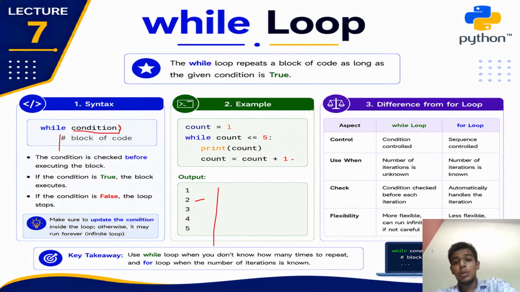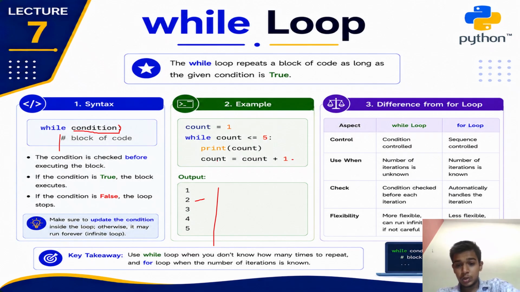We usually use a while loop when we do not know how many times the loop should run. For example, waiting for the user to enter the correct password. On the other hand, we use a for loop when we already know the number of iterations. For example, printing numbers from 1 to 10. The while loop checks the condition before every iteration, while the for loop automatically handles each value in the sequence. The while loop is more flexible, but if we forget to update the condition, it can create an infinite loop, which is a programming mistake.